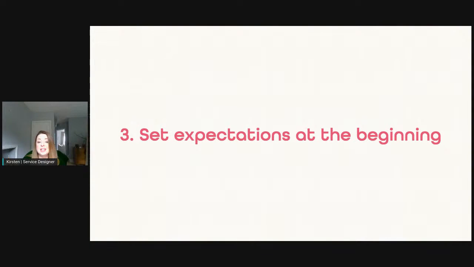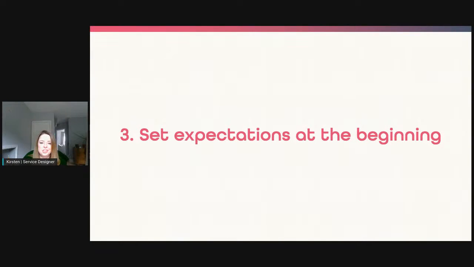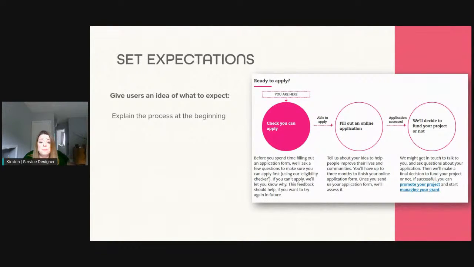Tip 3, set expectations at the beginning. So give users an idea of what to expect as they're working their way through the form. And there's a few things you can do here. The first thing is to explain the process to them at the beginning. And you can have some guidance. This could be on a website, for example, explaining where they've got to in the process. So they're doing an initial eligibility check and then thinking about what comes next. So then they'll fill in a full application form and then we will review their application and let them know if we're going to award funding.